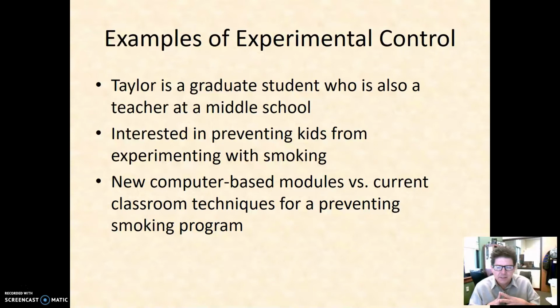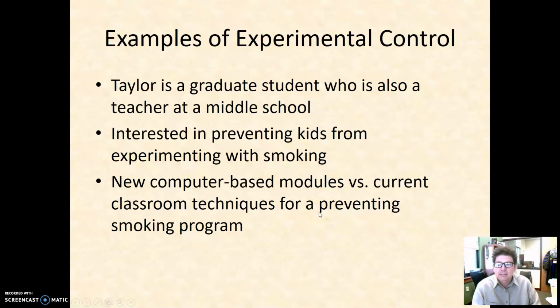Okay, I've got a fake example here. A fake person named Taylor is a graduate student in public health who's also a teacher at a middle school. I imagine Taylor being a she, so she is interested in preventing kids from experimenting with smoking. Of course, as a middle school teacher, you see kids experimenting with smoking as part of their experience at that age. And she's particularly interested in some new computer-based technology for a smoking prevention program. I have here versus current classroom techniques for preventing smoking, but we'll expand on that concept as we go along. For now, her real interest is in these computer-based modules.